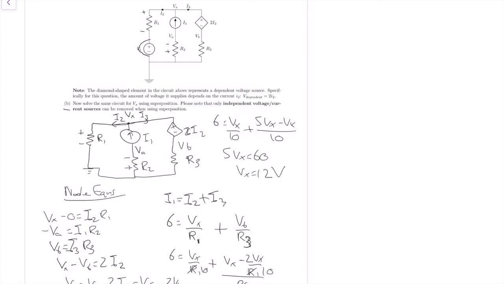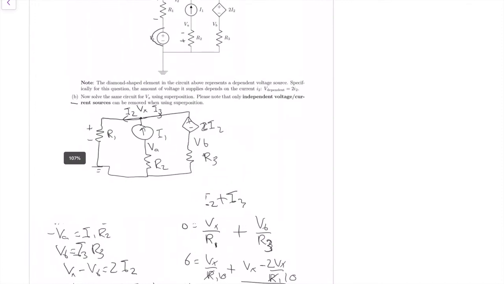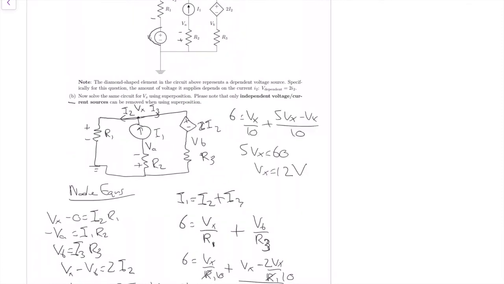So this is actually the same answer that we got last time, which must imply that when we null out the current source, we're going to get Vx equals 0. Because if you remember, the answer from the last part was just 12 volts. So let's erase this and then do the second part.